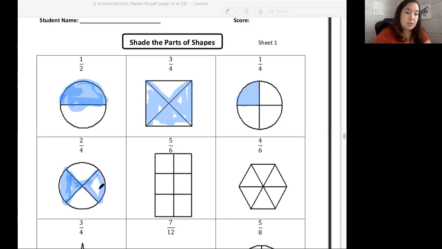Is this still correct? It sure is. I shaded in 2 parts. It doesn't have to be next to each other. It just has to be 2 parts. So I shaded in 2 parts. It still works.